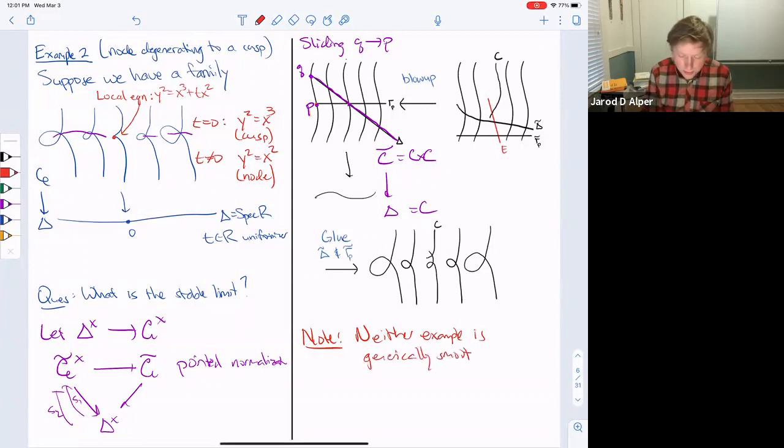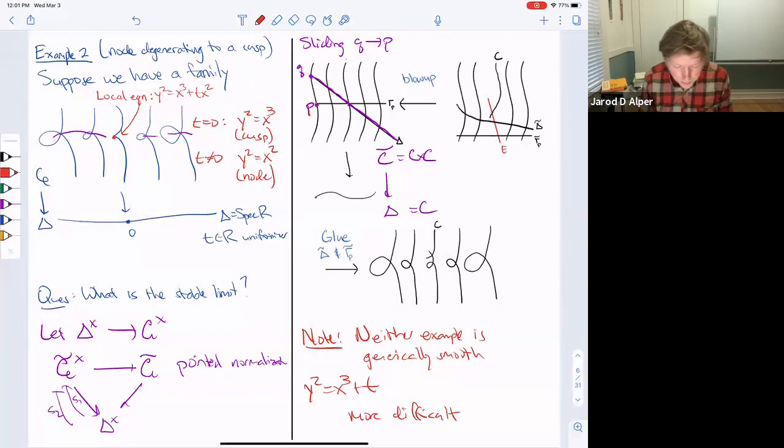And so if you wanted to consider a different family where you take y squared equals x cubed, say plus t, so this would be a smooth family degenerating to a cusp. The stable reduction is actually more difficult, and we'll get to it. Actually, the simplest examples are with sections colliding or nodes degenerating to a cusp.